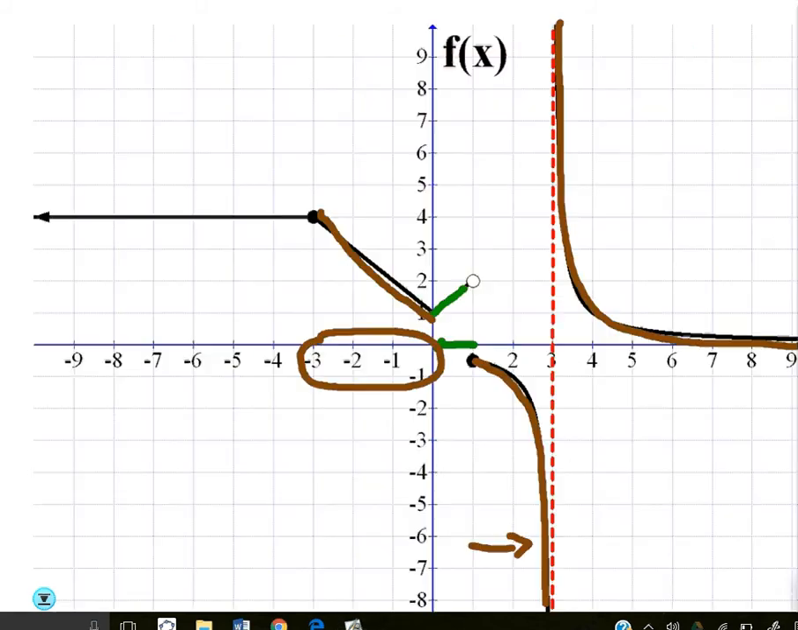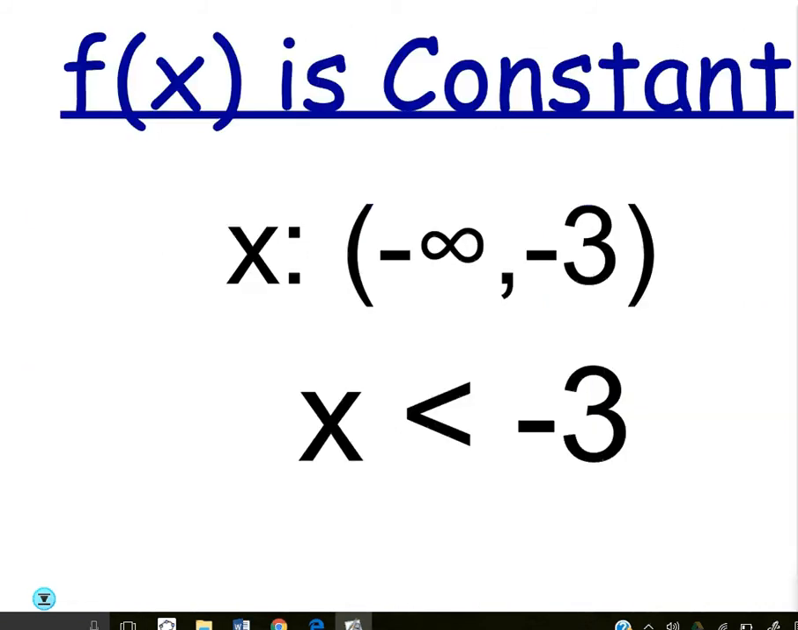Where does the graph stay the same? Maybe we want to answer that one. Say that again. Negative infinity to -3, the graph stays the same. In other words, from here to there. Negative infinity to -3. Thank you.